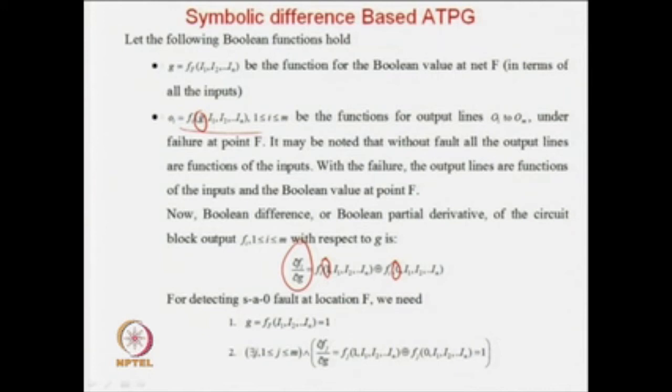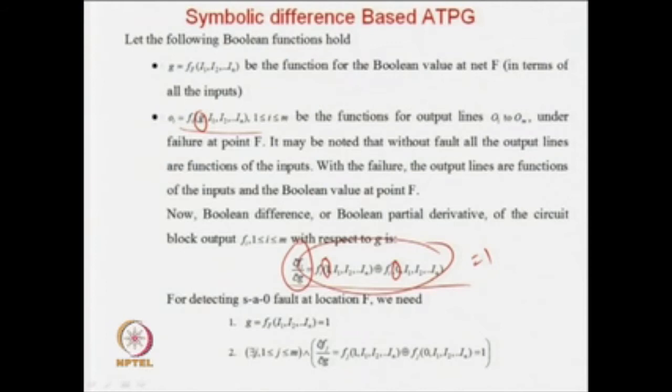So, we write this as the partial derivative: f of I1 to In with 1 at the fault position, XOR with the same inputs with the fault position at 0. Basically this is the partial differentiation, and if you want to detect the fault at that net, then the answer should be 1.